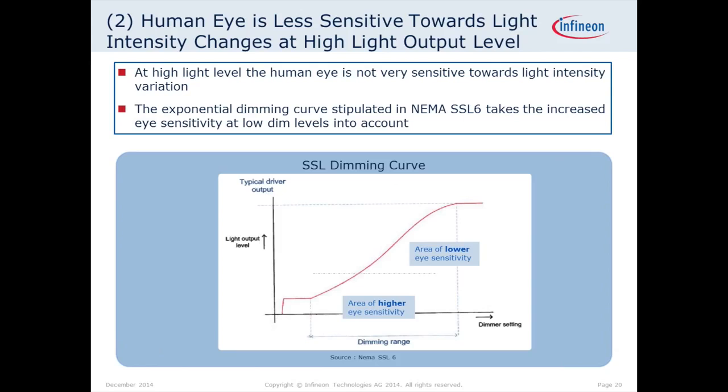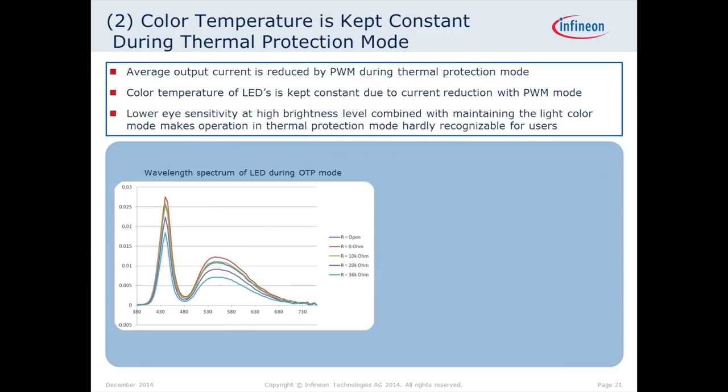I'm telling you this for one purpose, but please be patient for the next slide. Why am I telling you all this? We mentioned already that the human eye is not so sensitive at high light output levels and gets more sensitive at lower light output levels. The second point is the human eye is quite sensitive towards color temperature changes. This is also higher when the light intensity is lower. But in general, compared to the light output level, the light color is much better perceived by the human eye.